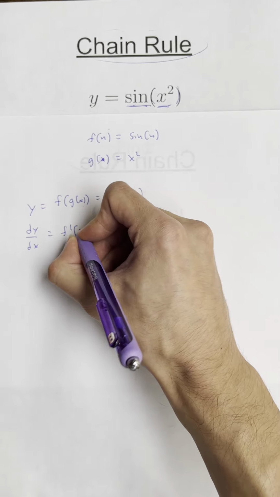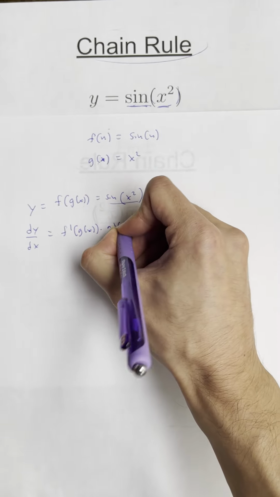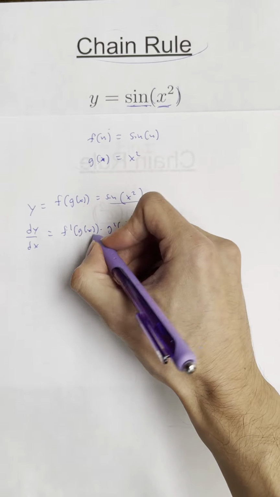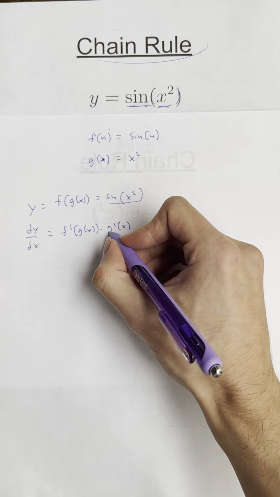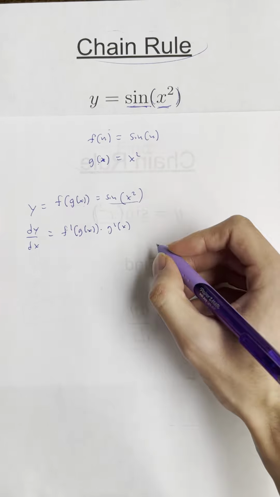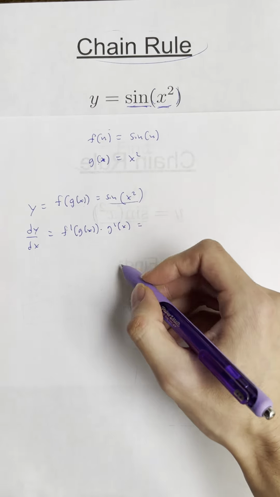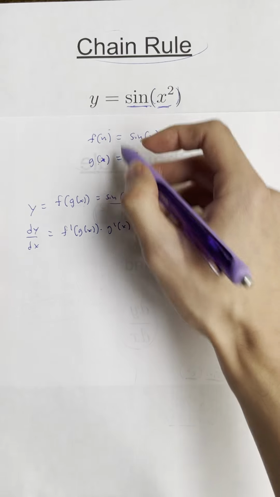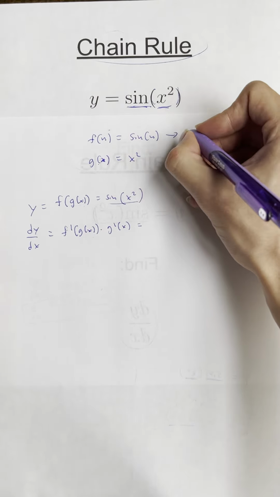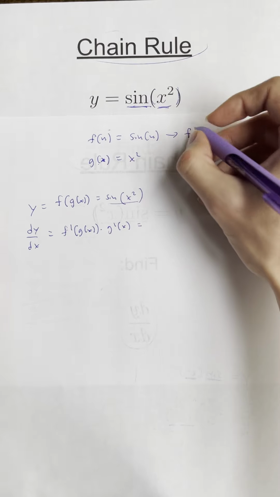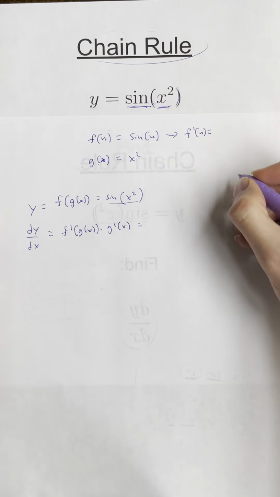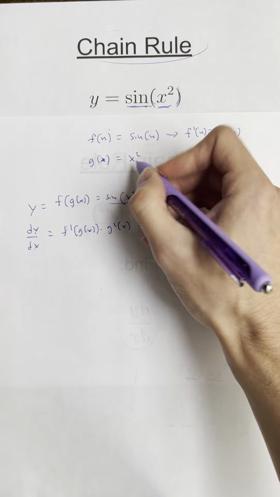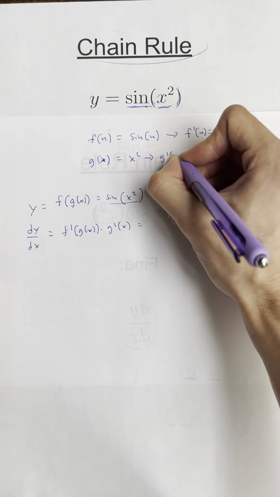f prime of g of x times g prime of x. Derivative of outer, don't change what's inside, and then multiply by the derivative of inner. Okay. So to figure this out, we need to know what f prime and g prime are. So we have to go back over here. If f of u is sine u, that means f prime of u is going to be what? Cosine of u. If g of x is equal to x squared, what would g prime of x be equal to?